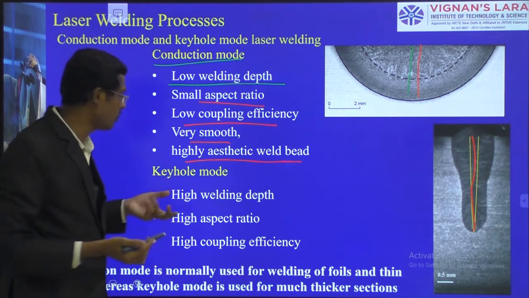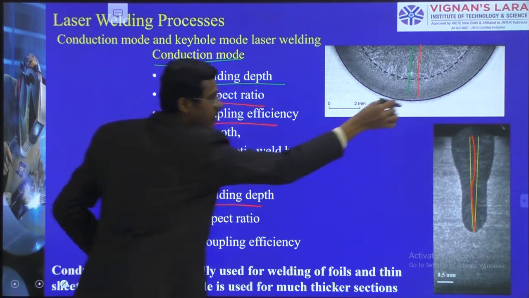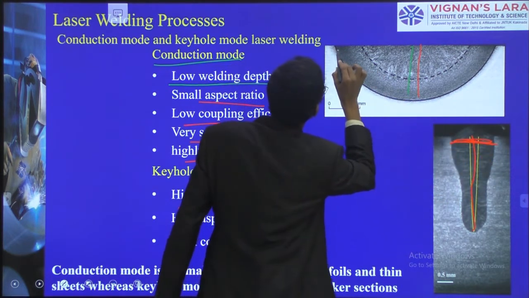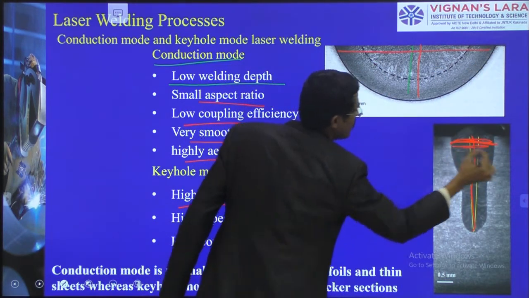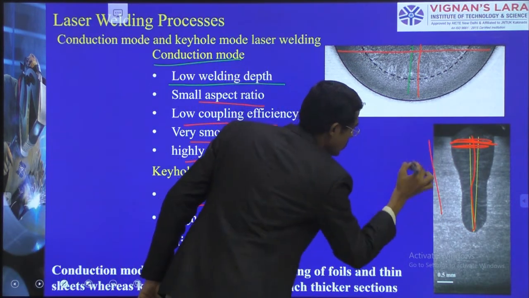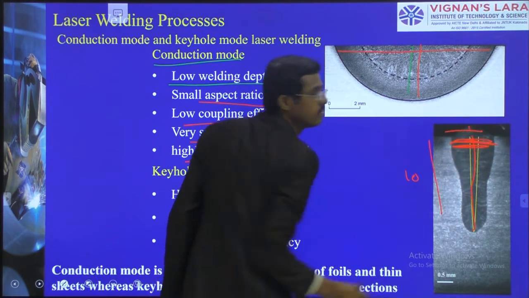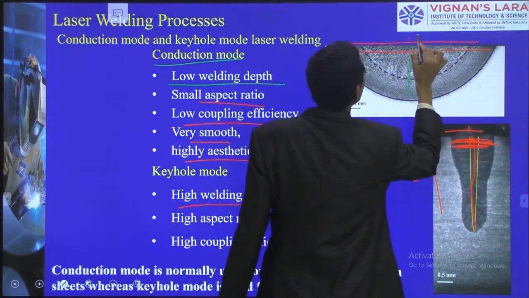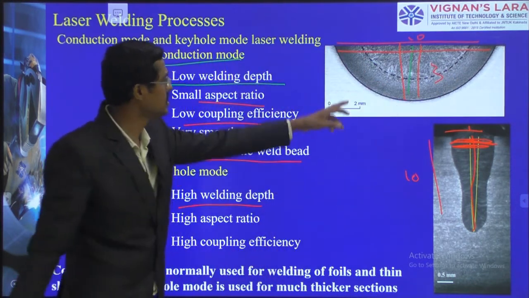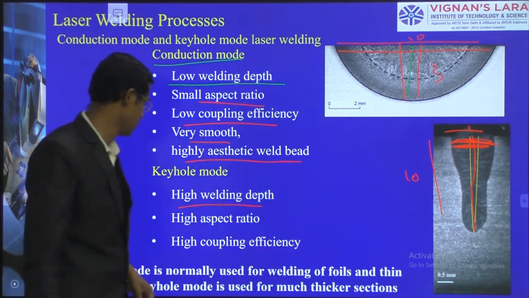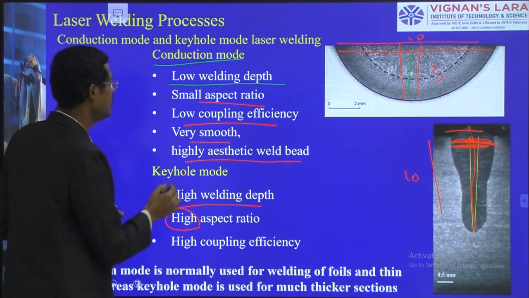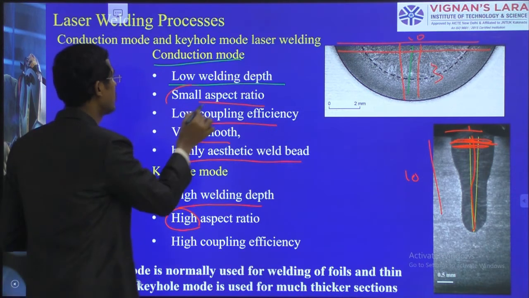But keyhole welding is not like that. Your welding depth is high. Similarly, the width is also reduced. Here is a large width, but here is the small width. High aspect ratio is nothing but this is 10, this is 1. But here, this becomes 10 and this becomes 1 or 2 or 3. The aspect ratio is different. This is a low aspect ratio, and this is a high aspect ratio, where here we have a very small aspect ratio.